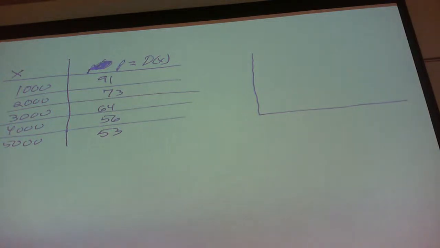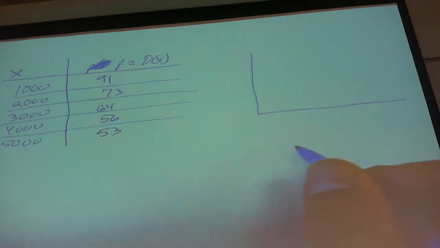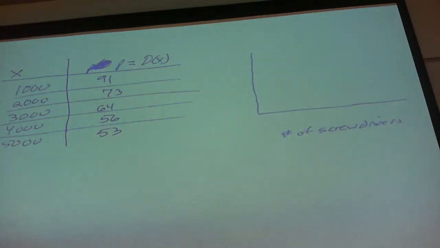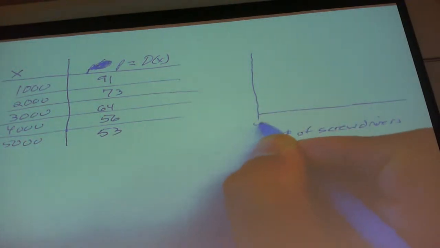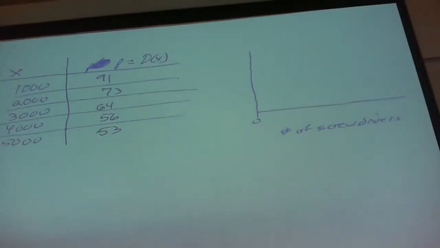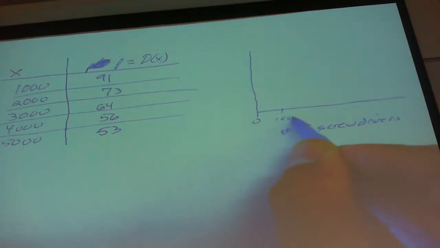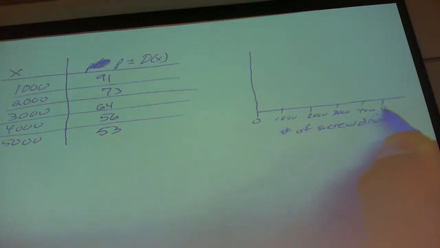Okay? So on my x-axis is number of screwdrivers. It goes from 1,000 to 5,000. What would you start with? I'd probably start with 0. If you start with 1,000, that's fine, but I'd start with 0 too. And what would you end with? 6,000, and what would you count by? Perfect. So 0, 1,000, 2,000, 3,000, 4,000, 5,000, ending with 6,000.